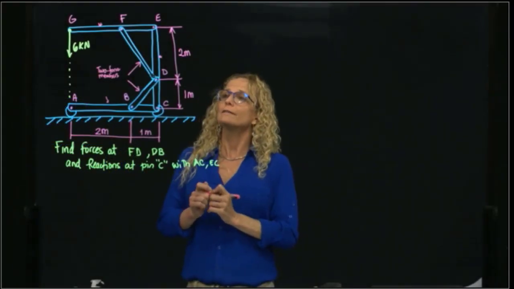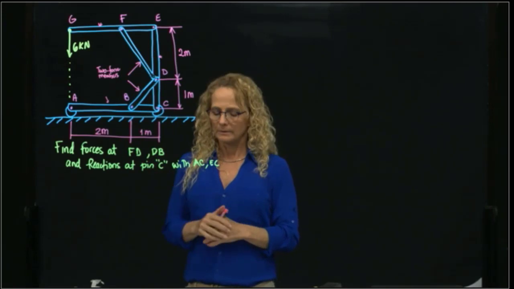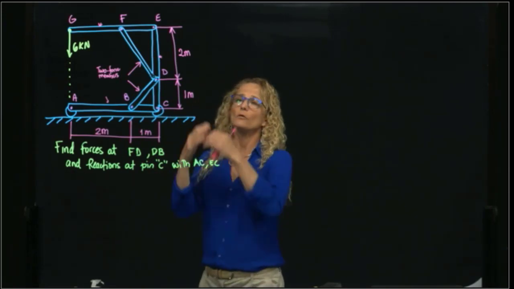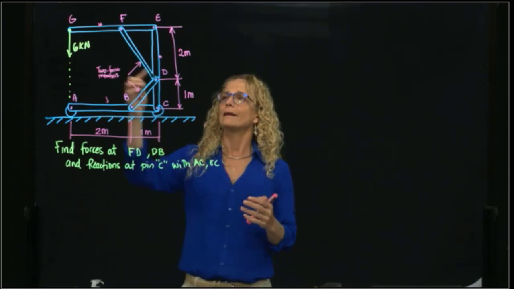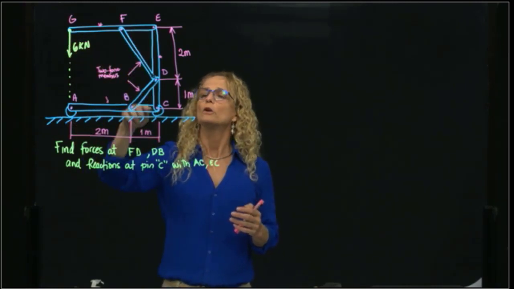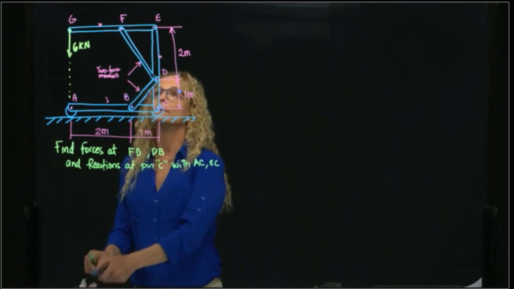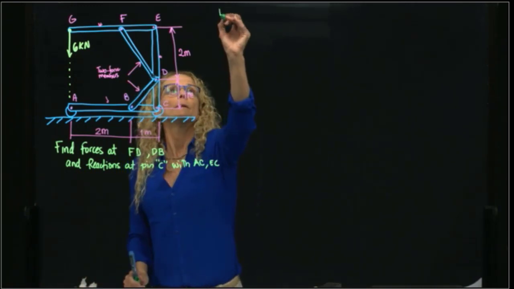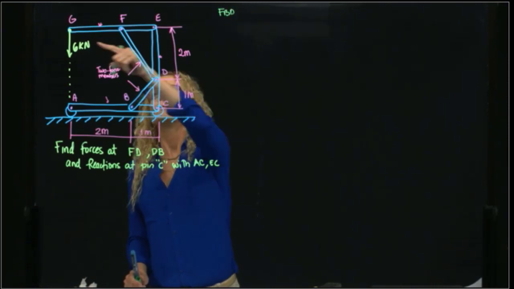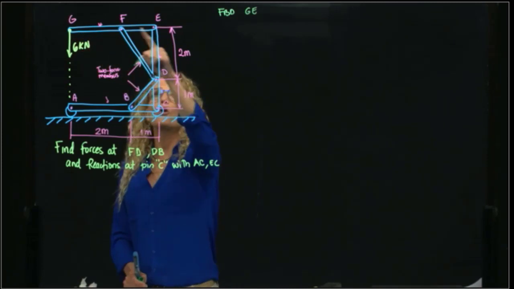So to solve this, I will draw the free body diagrams of all my components. In this case, I will draw the free body diagram of this member, to try to find those two. So let's draw the free body diagram. Free body diagram of member GE. I will name it GE because that's only one.